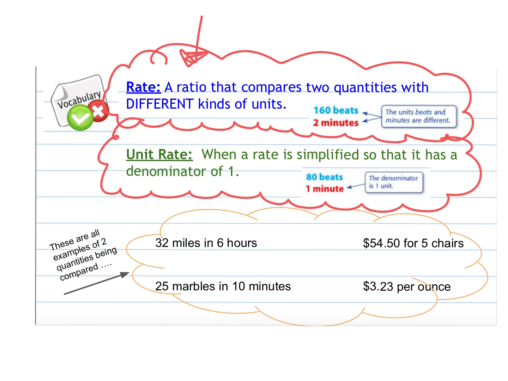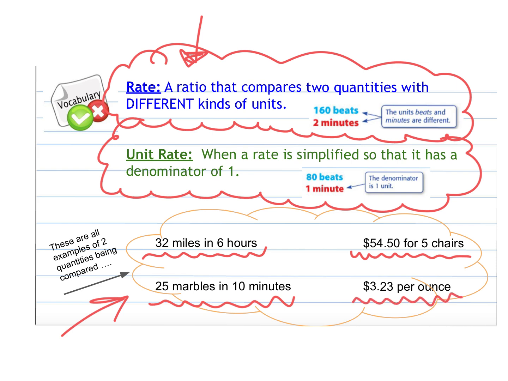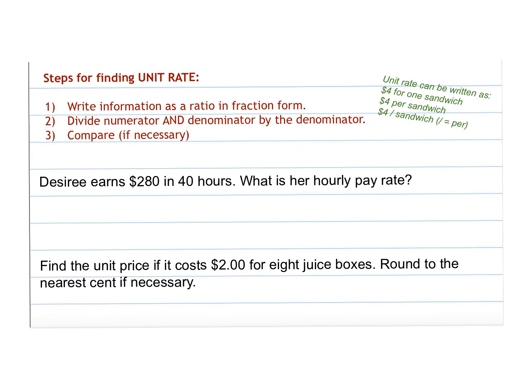So here's some examples of rates. 32 miles in 6 hours. We're comparing miles to hours. $54.50 for 5 chairs. We're comparing money to chairs. 25 marbles in 10 minutes. And then $3.23 per ounce.